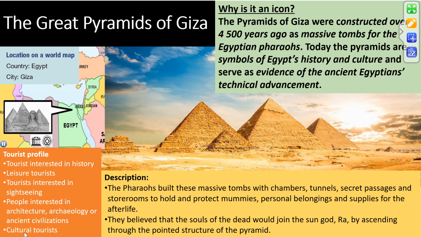The image that you see in front of you of the Great Pyramids of Giza, they contain massive tombs, and inside are chambers, tunnels, secret passages, and storerooms. The pharaohs ordered them to be built in order to keep and protect the mummies, their personal belongings, and supplies for the afterlife. I'd just like to stop here and focus a little bit on what a mummy is.